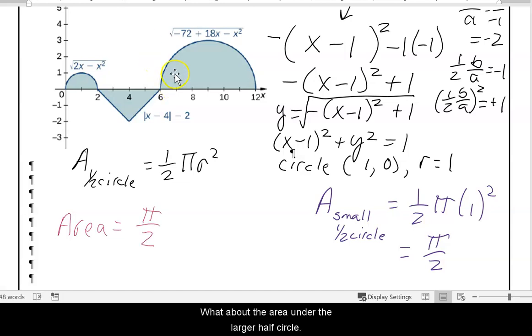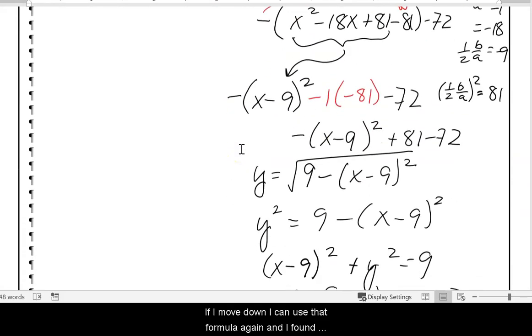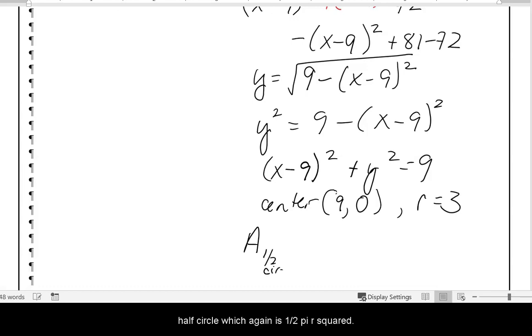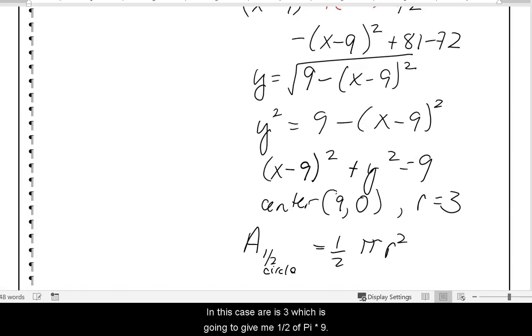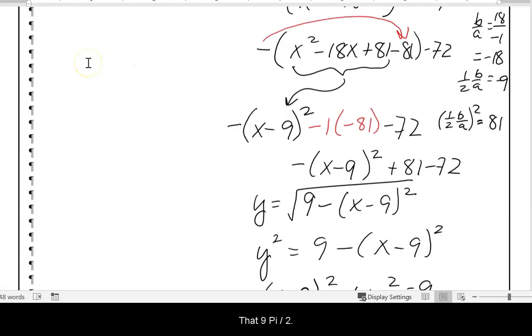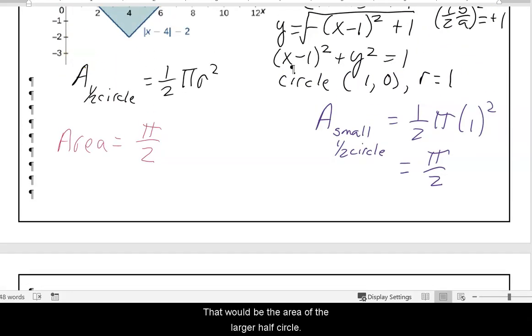What about the area under the larger half circle? If I move down, I can use that formula again, and I found that down here, I need to use the formula for the area of the half circle, which again is 1/2 pi r squared. In this case, r is 3, which is going to give me 1/2 of pi times 9. That's 9 pi divided by 2. That would be the area of the larger half circle.